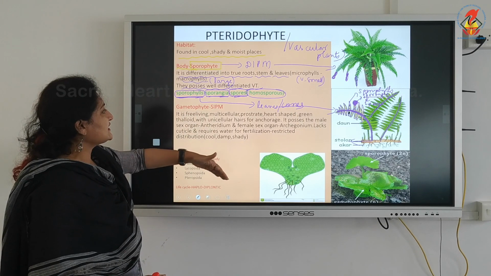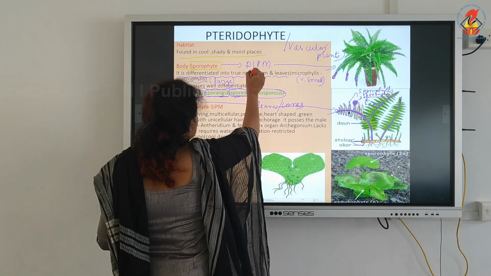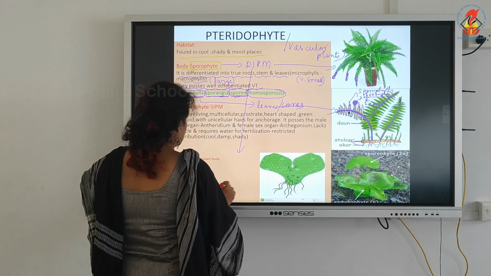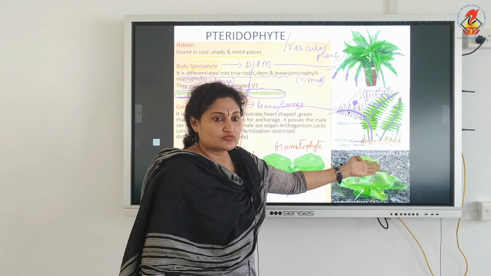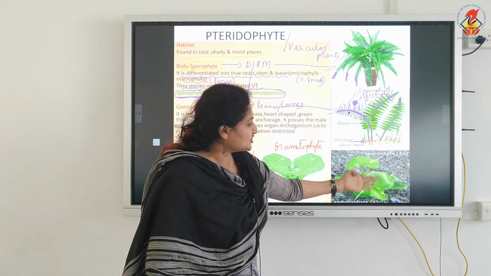Now, the other phase is the gametophyte. So, if this is DIPM, what should be the opposite? Short-lived, dependent, non-photosynthetic and unicellular. Now, let us analyze for pteridophytes. This is the picture of a gametophyte of a pteridophyte. Look at this gametophyte. It is heart-shaped. It is a prothallus, prostrate, attached to the substratum, and the substratum is the floor of the forest, of the area which is cool and shady and moist.